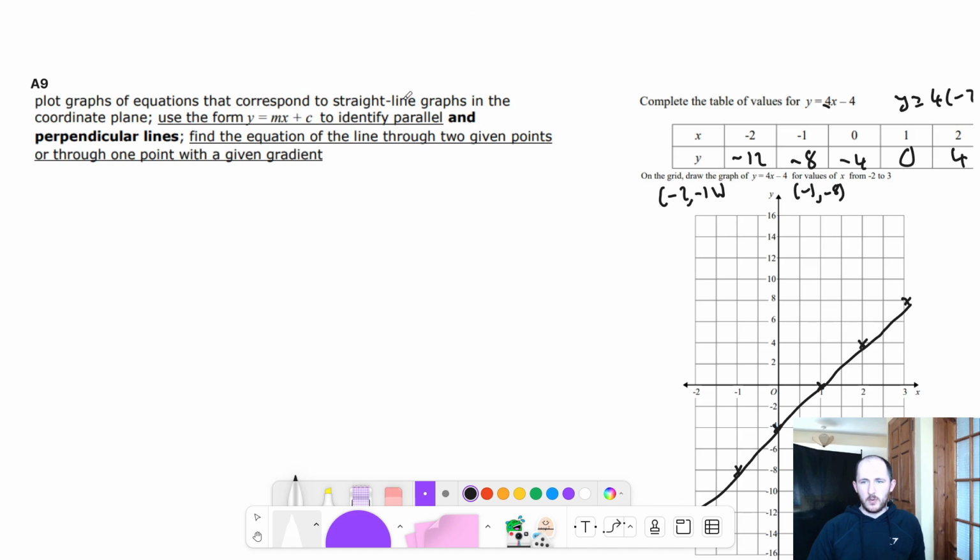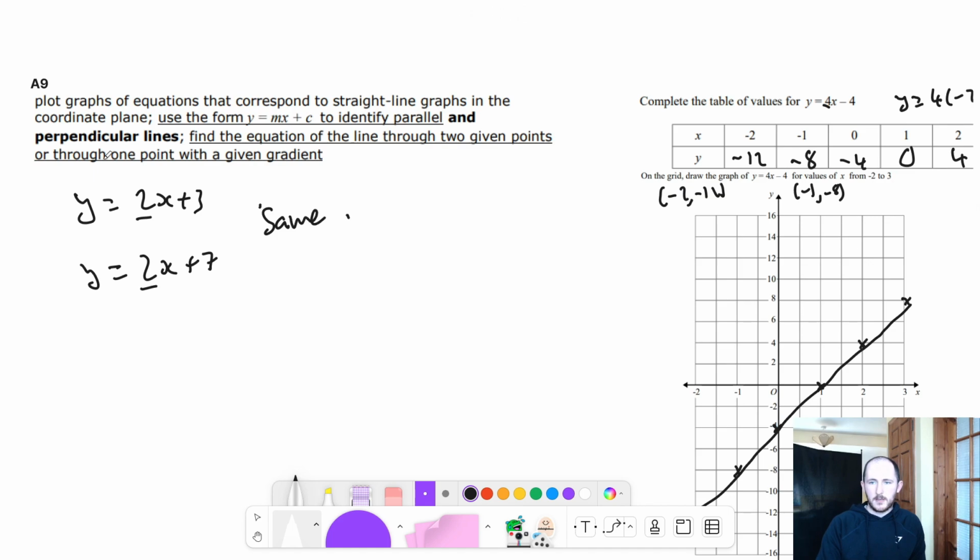And you also need to identify parallel lines, and if you're higher tier, you need to identify perpendicular lines. So parallel lines are two lines that will never ever meet, ever, ever. And the way you tell is you look at their gradients. So parallel lines have the same gradient.